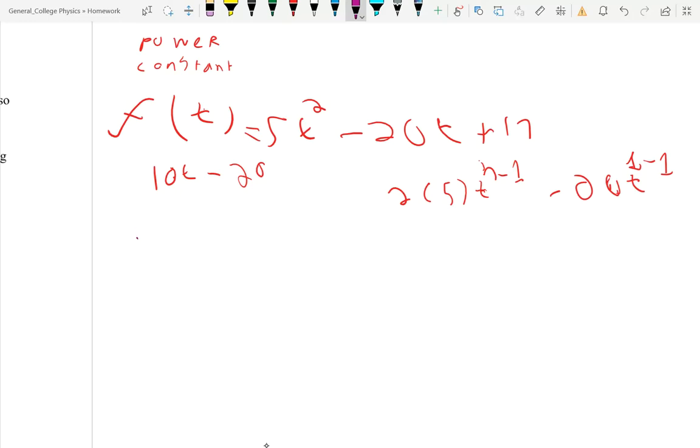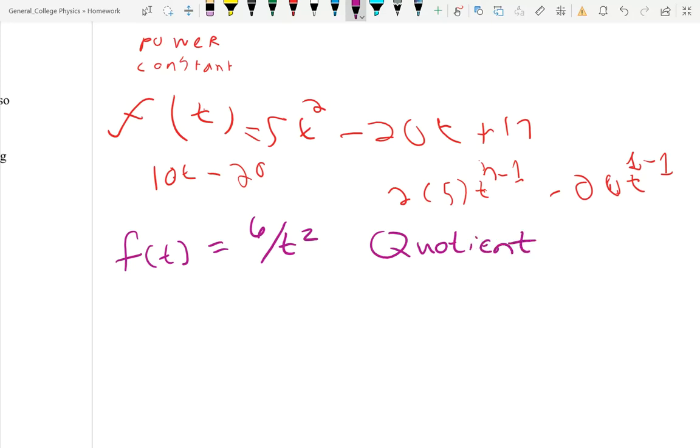So I have F of t equals 6 over t squared. We're going to use the quotient rule, which is like high d low minus low d high over low squared. Now that does work, but it's a lot more work than necessary. You're not going to be wrong if you do that.